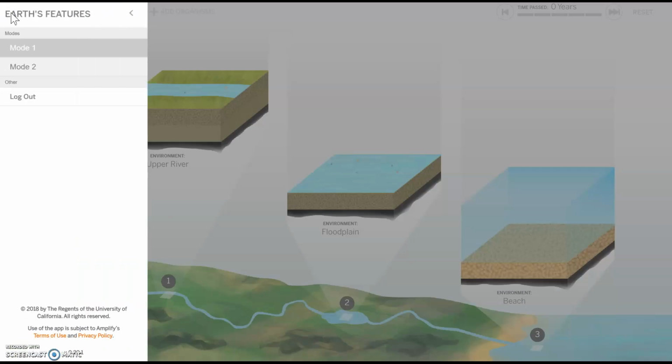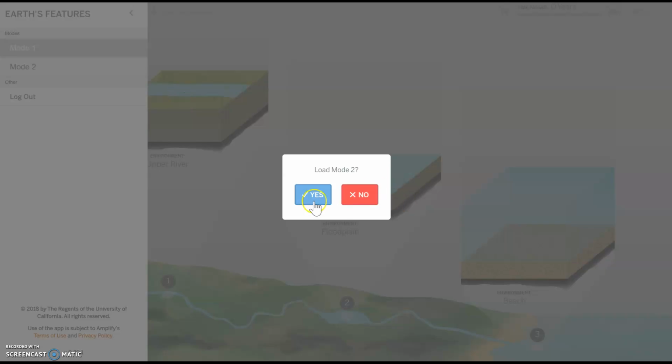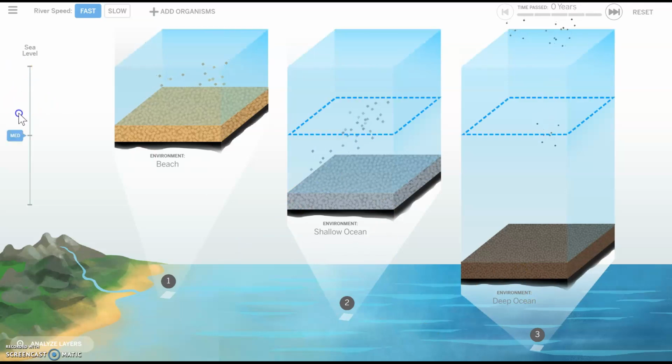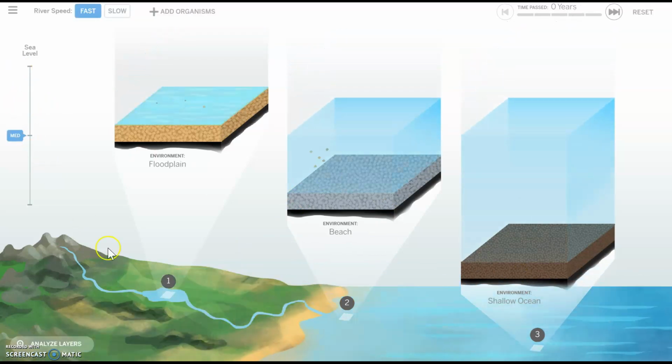So we'll load mode 2. And we're going to move the sea level up and down. First, we'll notice that we have a beach, a shallow ocean, and a deep ocean. The sea level right now is high. Let's change that to medium. Oh, I'm seeing that in the same place, a different amount of water can create a different environment.